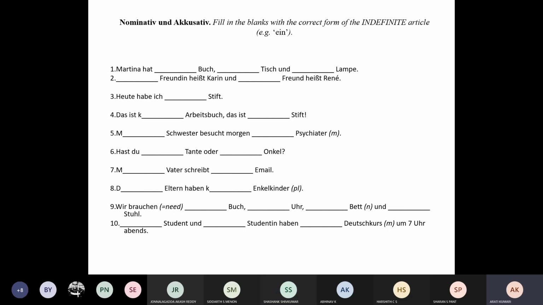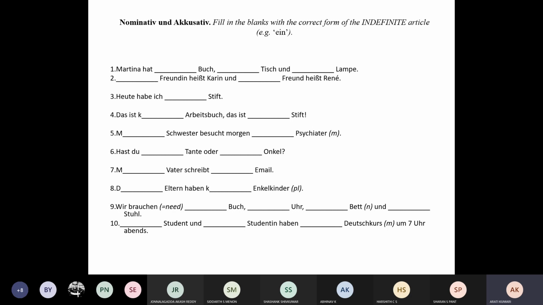We have to put it here in indefinite article. What do we do? You have to also think what case it is. Martina is the subject, and haben is the verb. So what will follow will be all accusative, no? So we have to think of the accusative table. So das Buch, what will it become? Ein Buch. And Tisch is masculine. So what will it become? Einen Tisch und Lampe, feminine, is eine Lampe. You can say, Martina hat ein Buch, einen Tisch und eine Lampe. Martina has a book, a table, and a lamp.